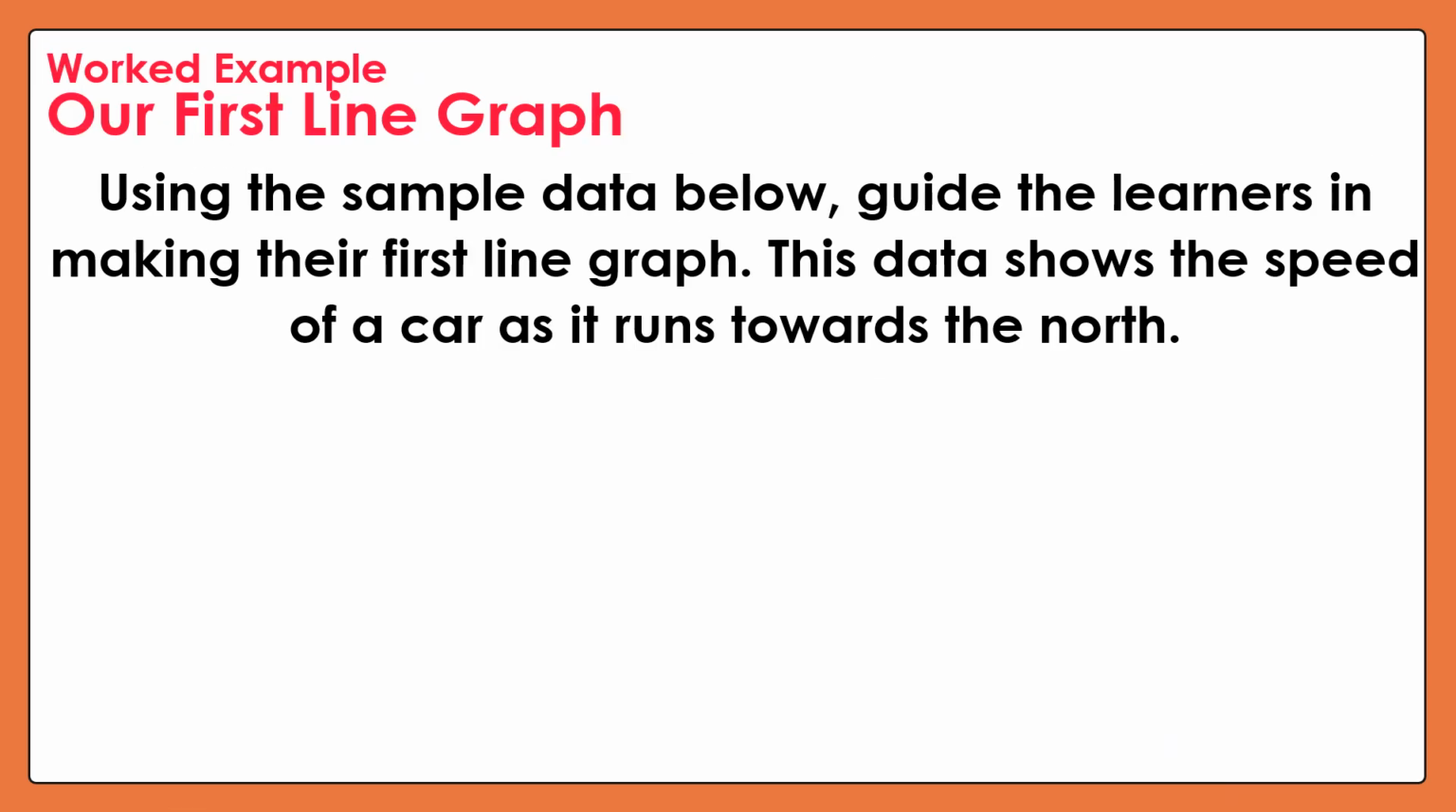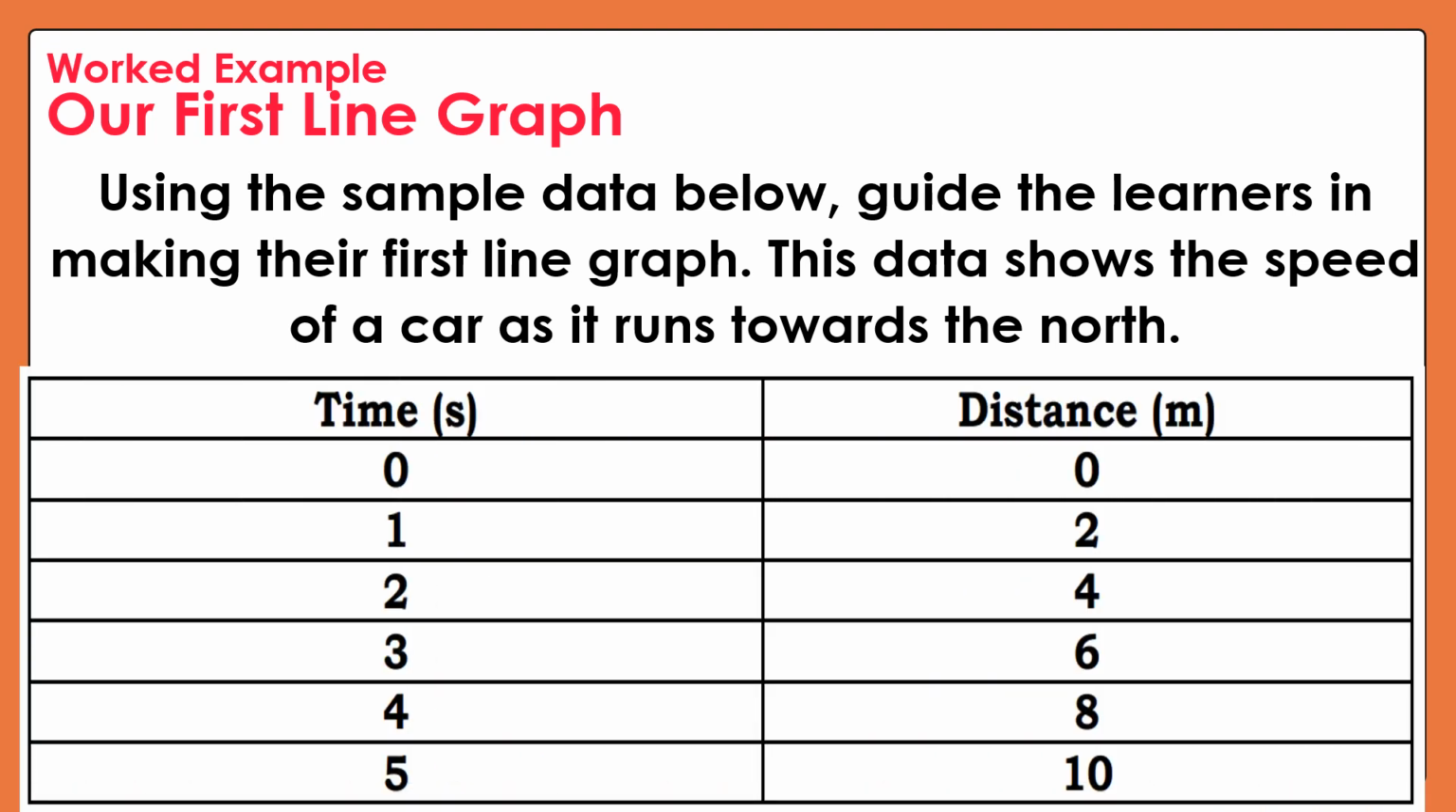Let's have the worked example, our first line graph. Using the sample data below, guide the learners in making their first line graph. This data shows the speed of a car as it runs towards the north. So we have column 1 for time and column 2 for distance.